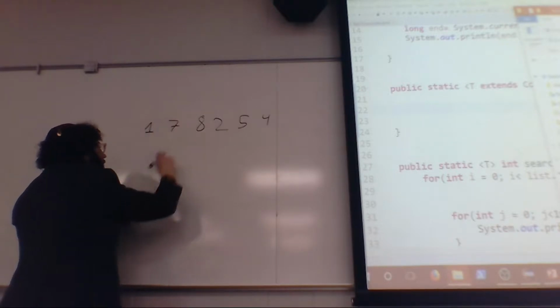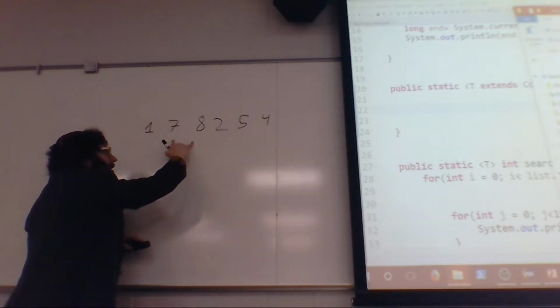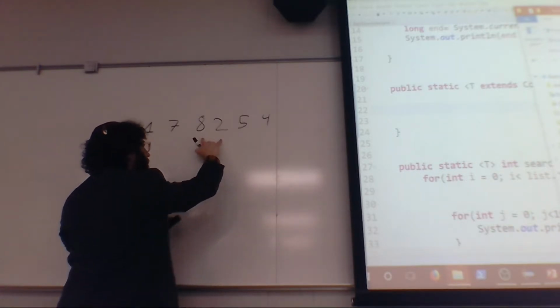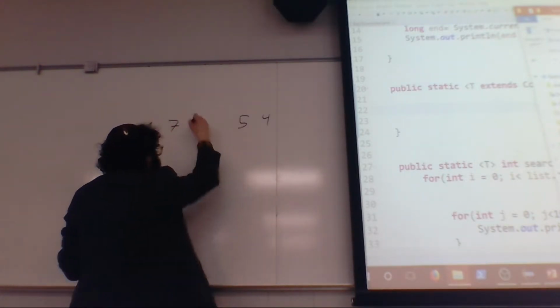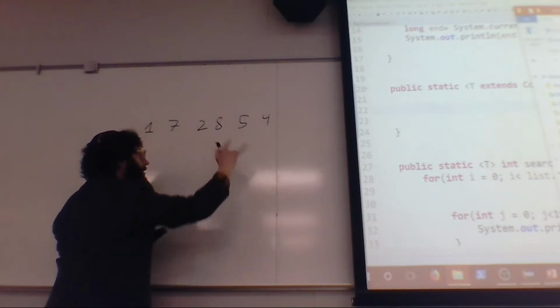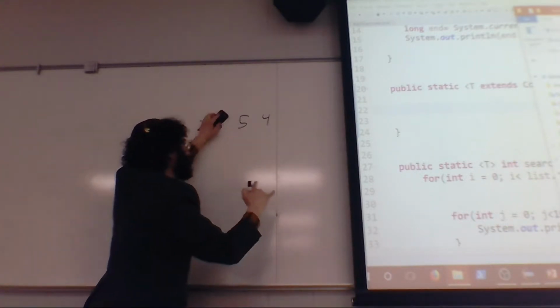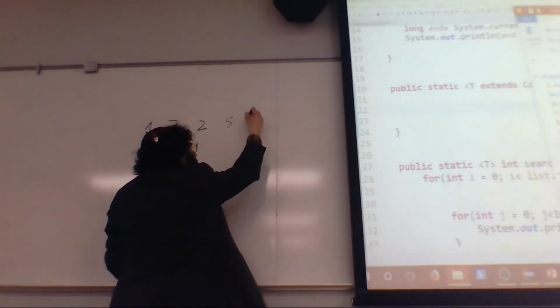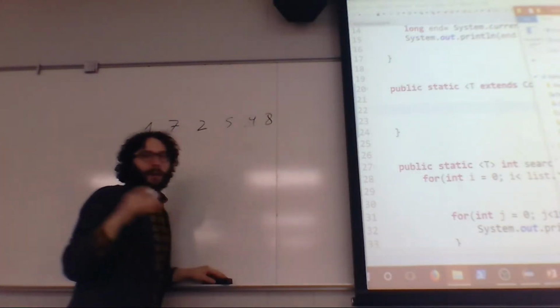1 and 7 are out of order, so I swap them. So then I move on to the next pair. 7 and 8. They are in order, so I don't swap them. 8 and 2 are out of order, so I swap them. Right? They're out of order with respect to each other. 8 and 5 are out of order, so I swap them. And 8 and 4 are out of order, so I swap them. And that's an iteration of bubble sort.